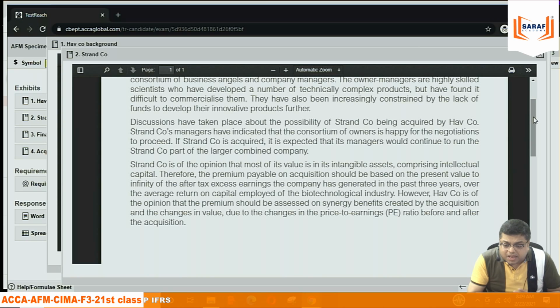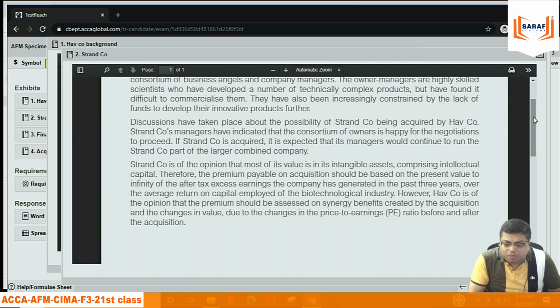The premium payable on acquisition should be based on the present value to infinity of the after-tax excess earnings, the super profit you can say, generated in the past 3 years over the average return on capital employed of the biotechnology industry. That calculation is involved, I think.